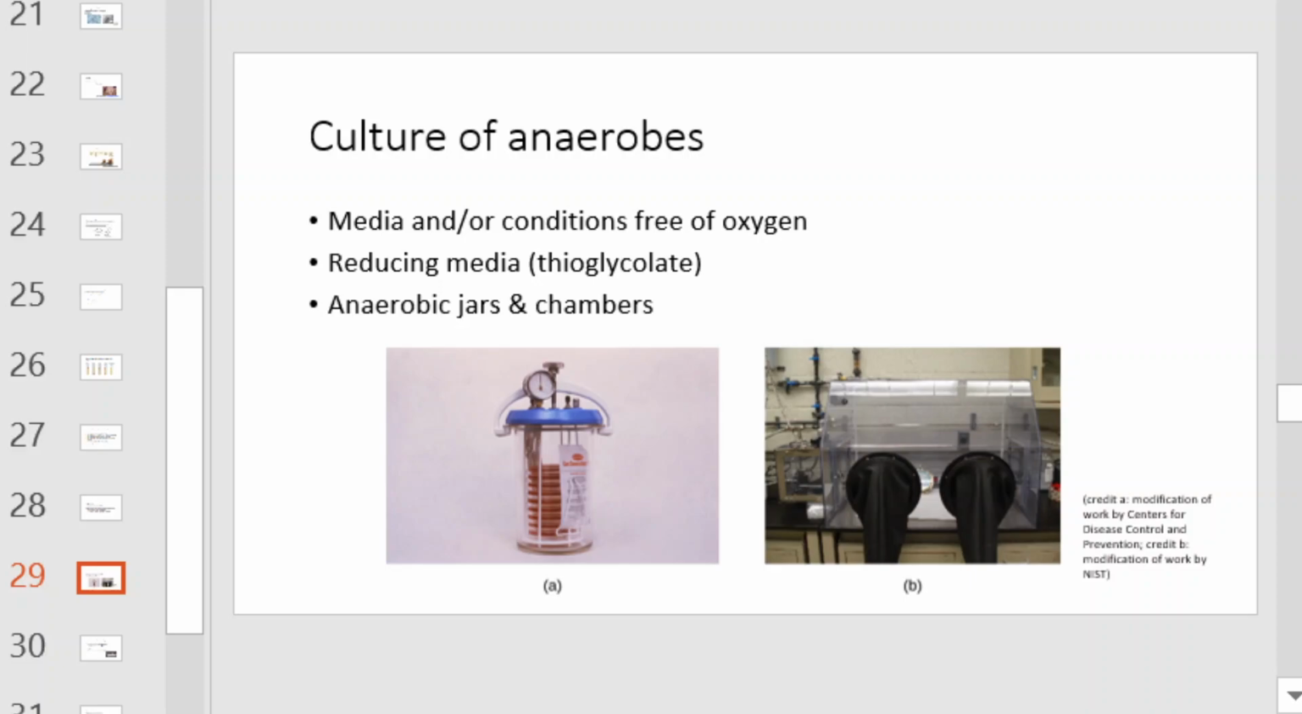The culture of anaerobes is something that can be a bit of a challenge. The media and/or conditions must be free of oxygen. Oftentimes, a reducing media, including thioglycolate, must be introduced in order to drive oxygen out of the environment. Anaerobic jars and chambers will be employed to keep the environment oxygen-free.